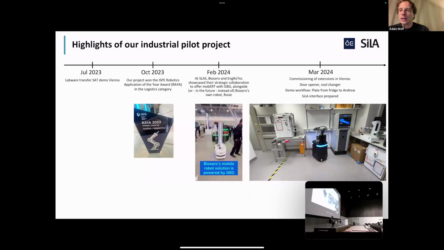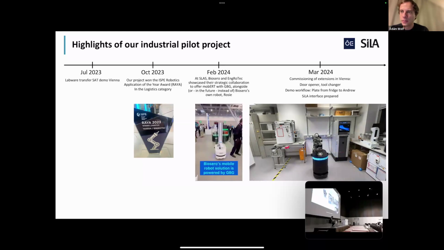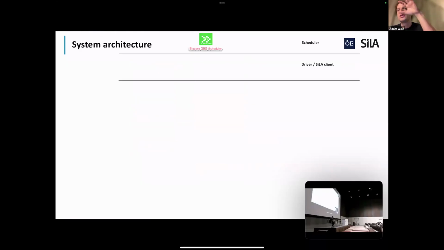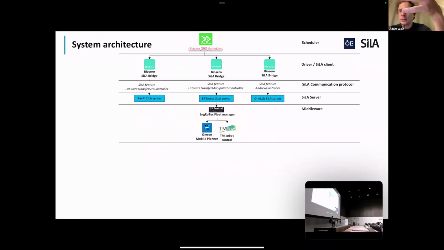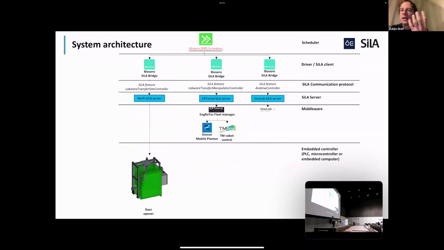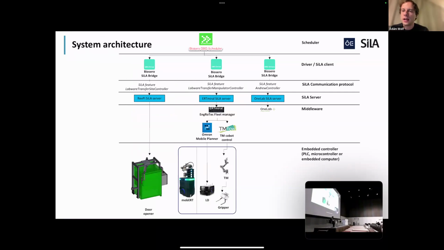Now it's important to point out again that this is all controlled by a scheduler from Biosero via the SILA communication protocol and the standardized reference architecture that we have outlined. So this on the very top features a scheduler, and via the SILA server and SILA client layer, we interface with the middleware layer. So I mentioned that in the case of mobile manipulators, this is a complex subsystem in itself. We have a fleet manager, we have a control software for the robot arm, and on the bottom, the mobile manipulator itself features several subcomponents.